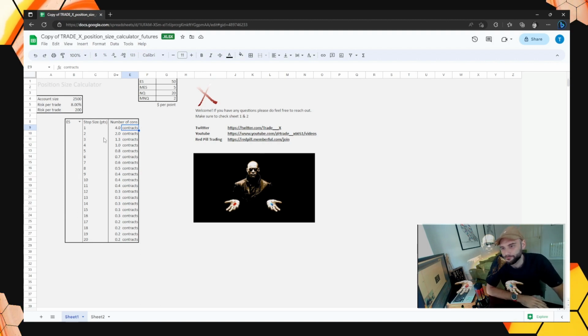Okay, now a 1-point stop is maximum for me if I'm looking for 5 handles, because as I said before, I want a 4 to 1 R. But using my $200, I can take 4 contracts of that. I can take 4 contracts of ES with a 1-point stop. I'd have to be incredibly accurate, so whether that was a fair value gap, whether it was a volume imbalance bounce. I'd be looking at those sort of entries for that type of trade setup, okay?